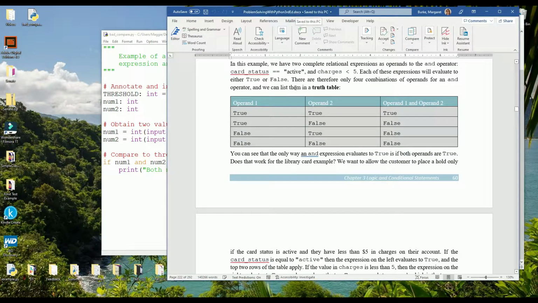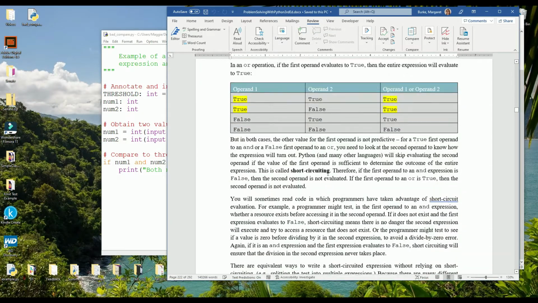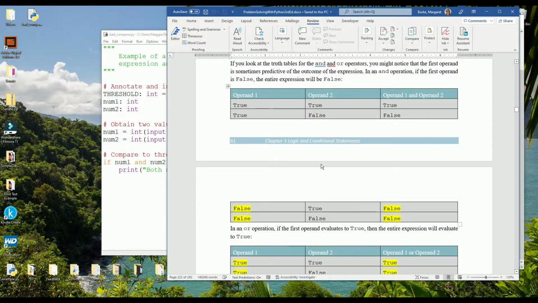The way short-circuiting works is we have a guaranteed outcome of false if the first operand is false. I think I have an illustration of that, split over two pages. So we can see if it's false, no matter what the next operand is, right?